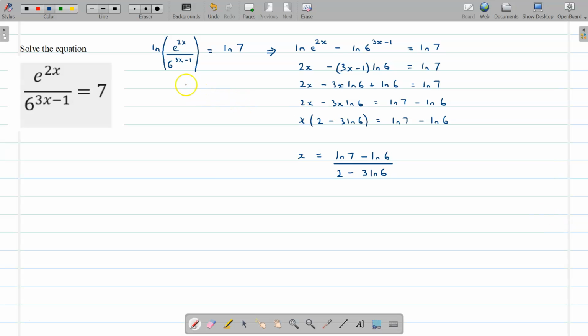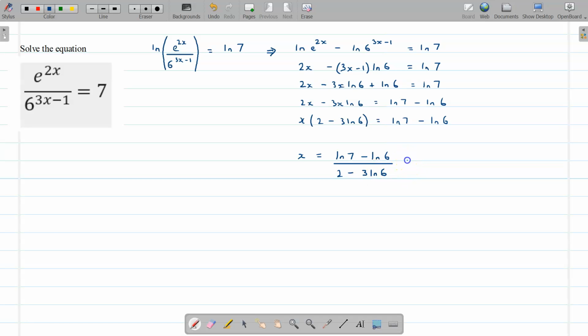Now, the question is very vague. It's not asking for the answer in any particular form, or indeed as a natural log or as a decimal. But we're going to give it in various forms just to see how this would work. Now, it may be that the question asks for it in a particular form. It might say write it in the form log a minus log b over 2 minus 3 log b, or something like that, in which case we've done it. But it might have a different form.